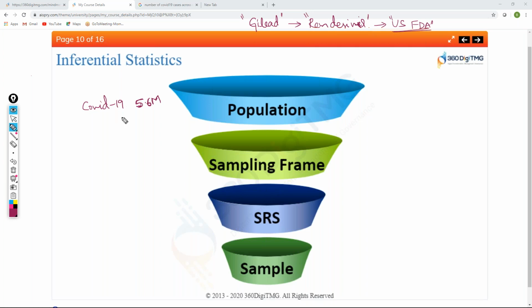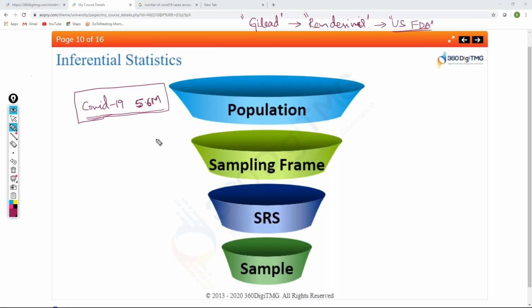Here, they obviously cannot go after the entire population. This is the population for us because we are speaking about all the COVID-19 positive cases. Any company potentially cannot go after the entire population. That would be a Herculean task, but then, COVID-19 might not even exist.